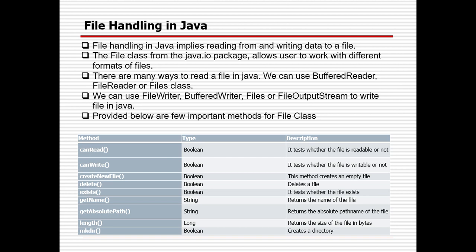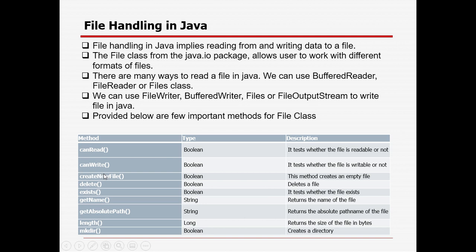There are many ways to read a file in Java. We can use BufferedReader, FileReader, or the File class. Similarly, if we want to write data into the file, we will be using FileWriter, BufferedWriter, Files, or FileOutputStream. These are the important methods already available in the Java File class, which is available in the java.io package.